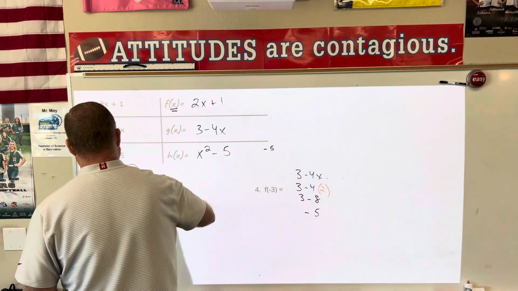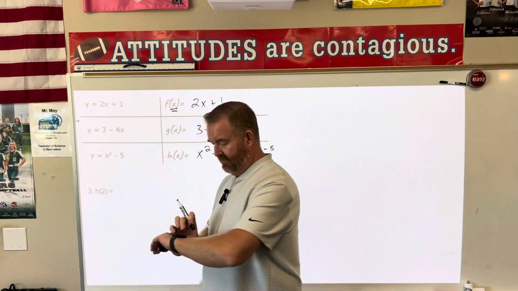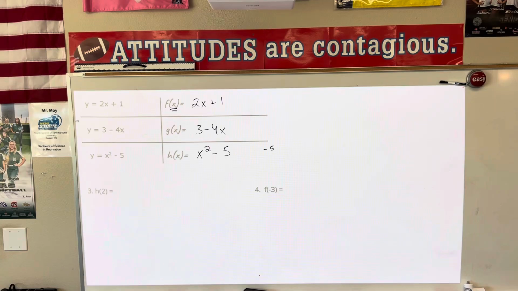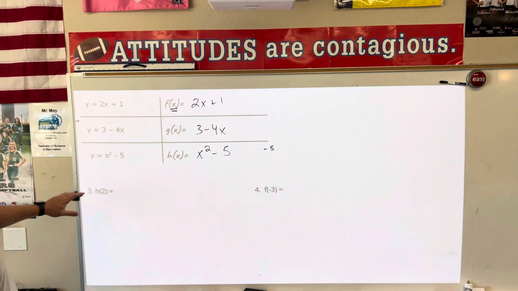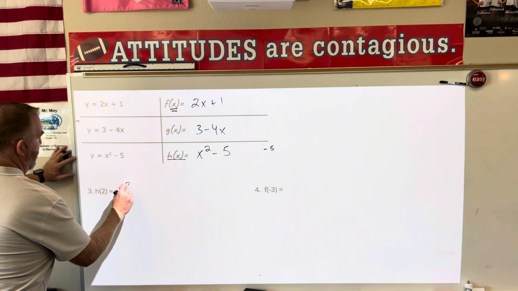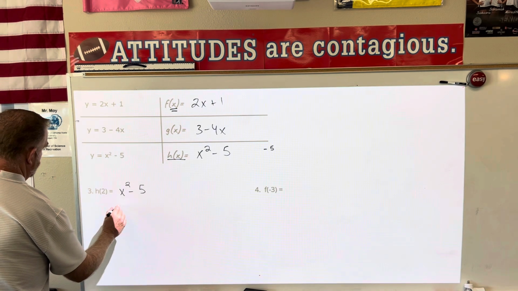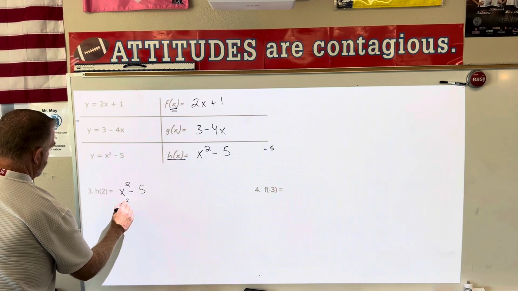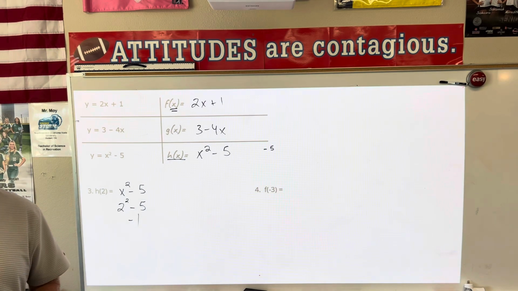H of 2. H of 2. Go ahead and go. I'm going to pause the video. And we're back. Okay. So we've got H of 2. So I'm using the H equation. X squared minus 5. So I'm just going to plug in what number for X, guys? 2. So it's going to, not 2X, 2. What is 2 squared minus 5? -1. Good. Let's go ahead and do F of -3.